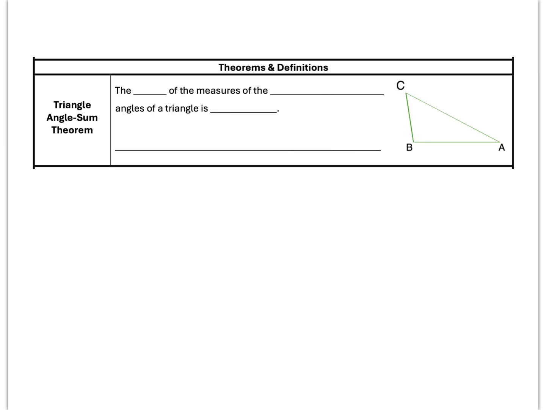The triangle angle sum theorem is a very useful theorem in geometry. All triangles have the same angle sum. And that sum, so the sum of the measures of the interior angles of a triangle is always exactly 180 degrees. So in my picture here, there are three interior angles in the triangle. If we take the measure of angle A plus the measure of angle B plus the measure of angle C, that is equal to 180 degrees.